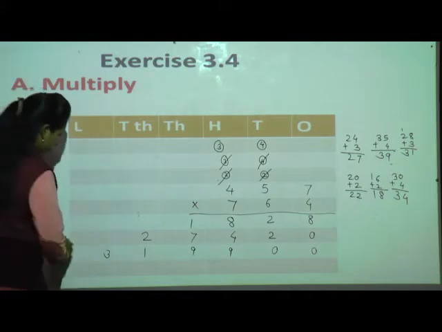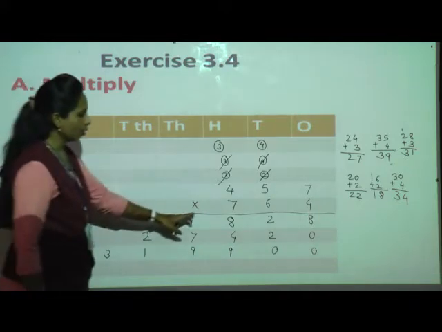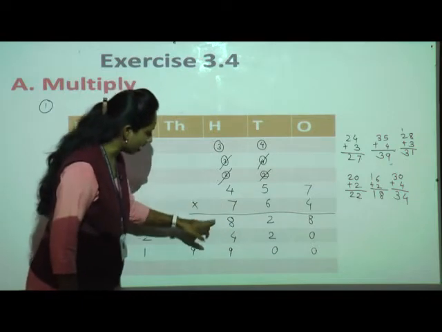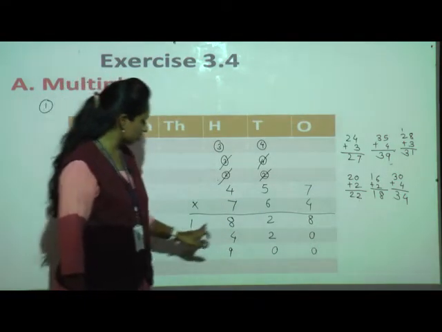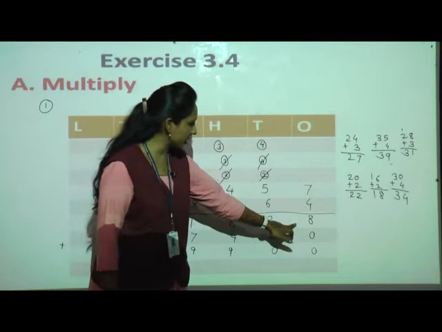Now what we have to do? Now we got the product of ones, tens and hundreds. Okay. This 1828 is what?